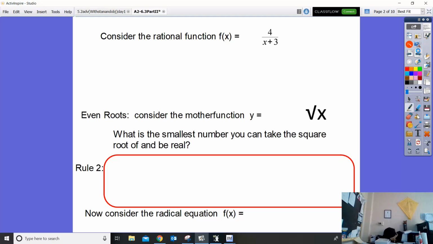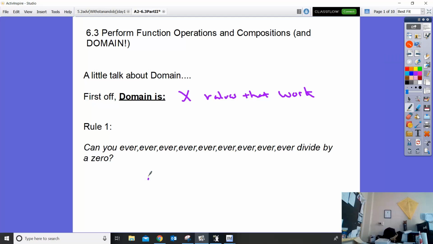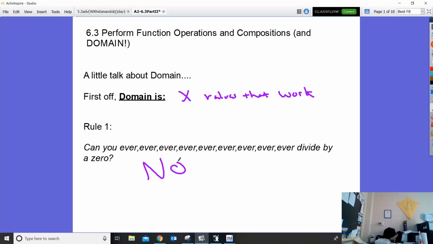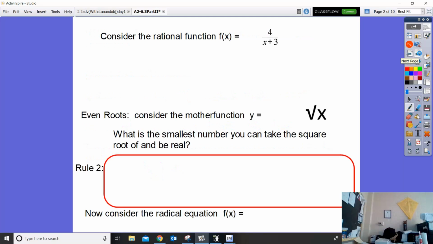These are the only two rules about what doesn't work. Rule 1: you cannot divide by 0. The first example was there to reinforce that idea. I'm actually going to look at the graph of that thing, just so you can see what happens on the graph when we attempt to be negative 3, because you can't divide by 0.